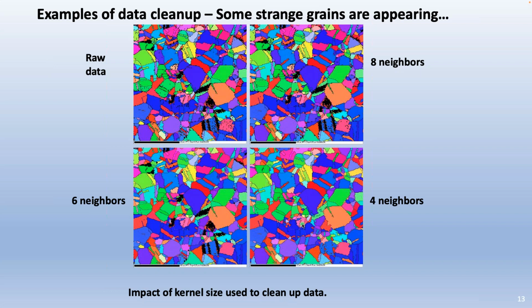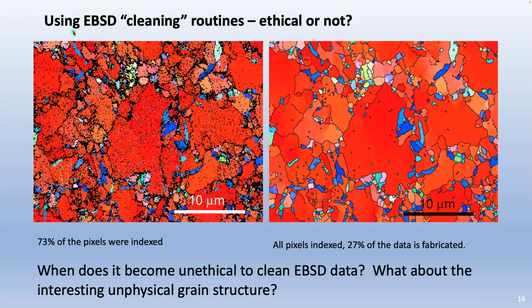So when you do this fill-in of data, I think you need to be careful about how you do it. I've talked about this many times, but I still see it in the literature. And I think we still need to be more careful as users and presenters of EBSD data. So I'll ask the question, is using EBSD cleaning routines ethical or not? Here's a map taken deliberately to be awful. 73% of the pixels were indexed, and some of those clearly were indexed wrong. See this nice grain here where we have a variety of different indexings of the pixels in there.